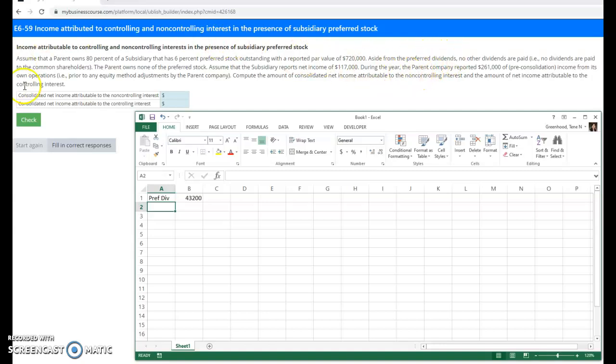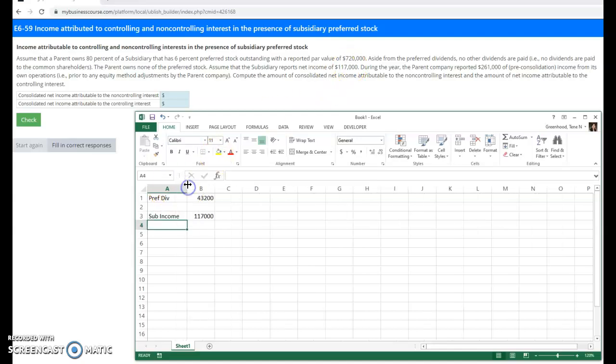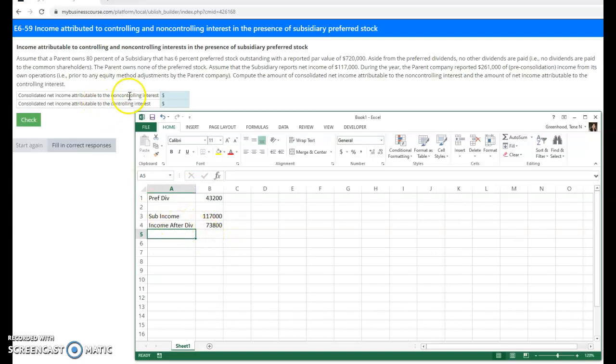So let's see where we have that. The subsidiary reports net income of 117,000, and so down here I'm just going to put our subsidiary income and just type the 117 so that we can cell reference it. And then we can determine the income after the dividend, which means that there's only 73,800 to split up between the non-controlling interest and the controlling interest.